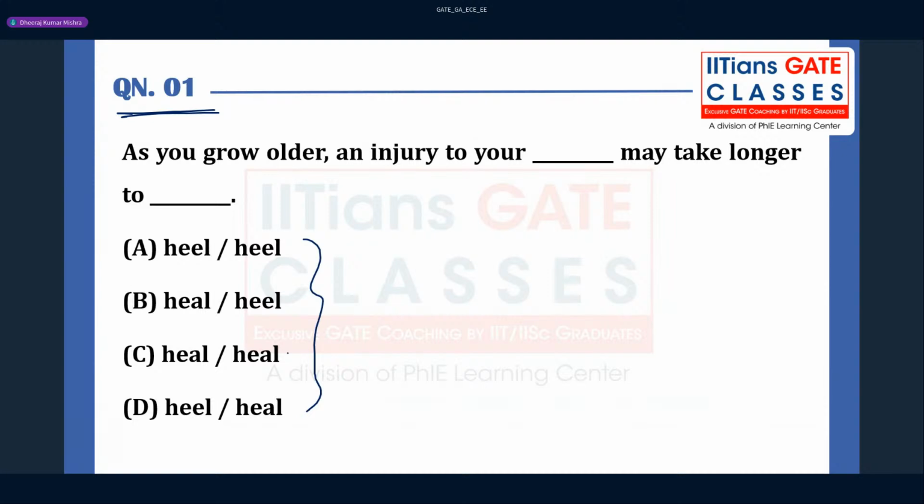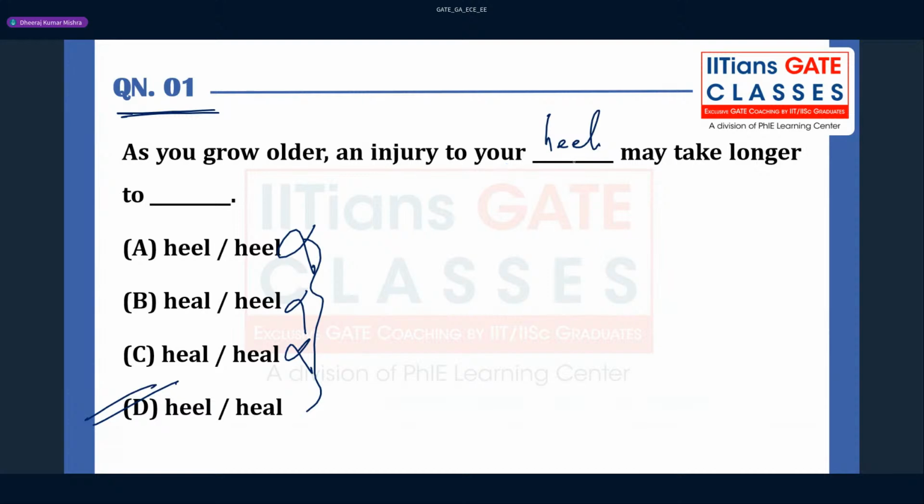So this cannot be correct, right? This can also not be correct. Heel cannot be correct, right? This can also not be correct. So option D will be correct here, right? So heel and heal. I believe everybody understands heel, right?